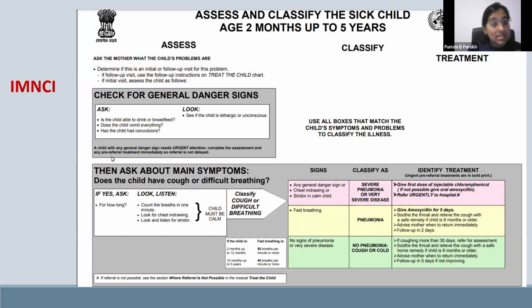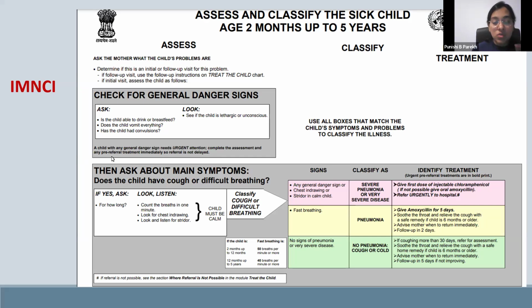So, according to IMNCI assessment of a child who is 2 months to 5 years of age, the first thing that you always look for is danger signs. So, you look if the child is able to drink or breastfeed, is the child vomiting out everything, and is the child having convulsions. If not, then you ask the mother for cough or difficulty in breathing. If yes, then how long has it been present? So that's your history. On examination, you count the breath, you look for chest indrawing, and you listen for stridor.